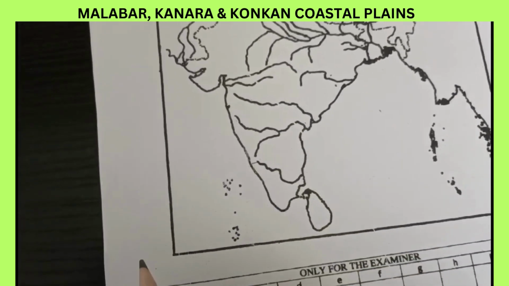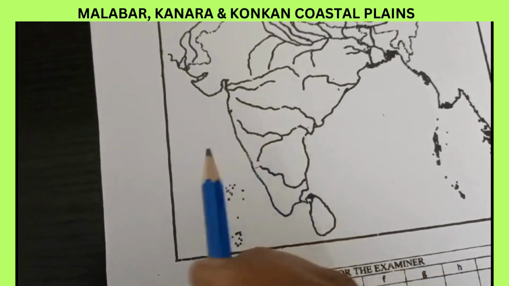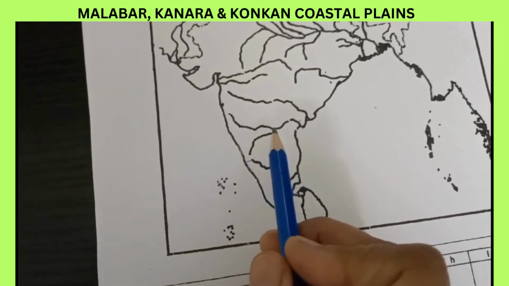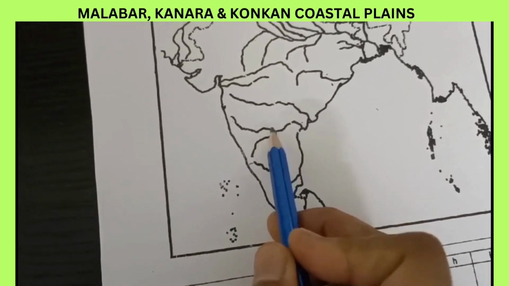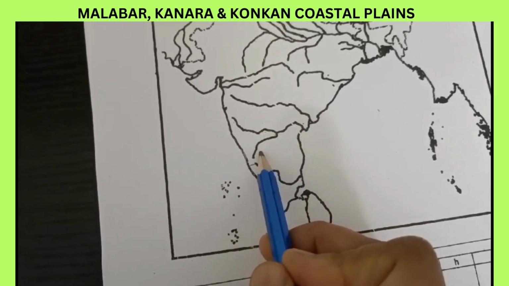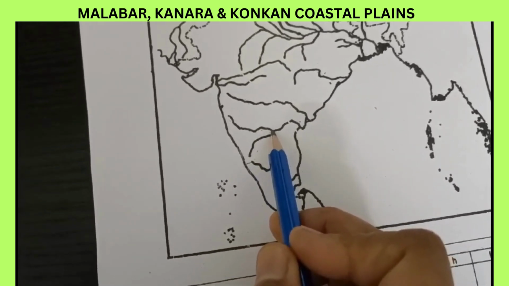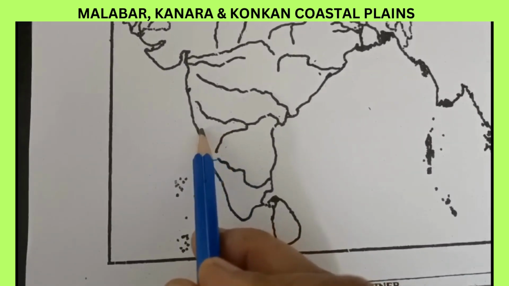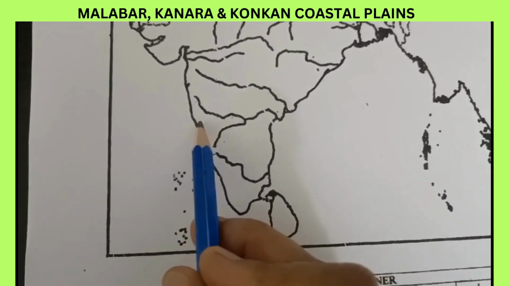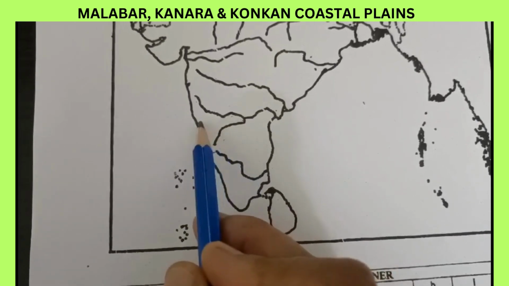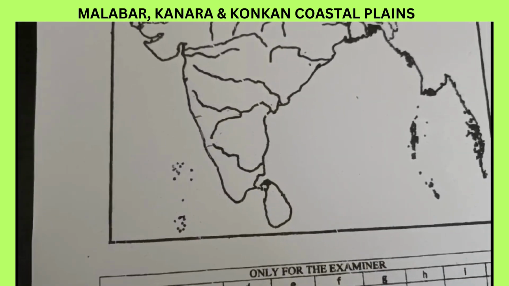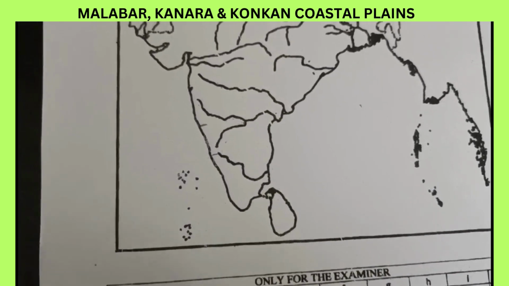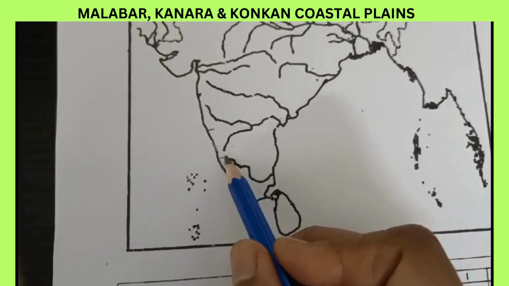Now, another line: you can see this intersection point of river Krishna and river Tungabhadra. From this intersection point, you will come directly to this particular coast. It should be aligned with this intersection point. Draw one line here. Now what we'll do? We'll join them. Okay, how?